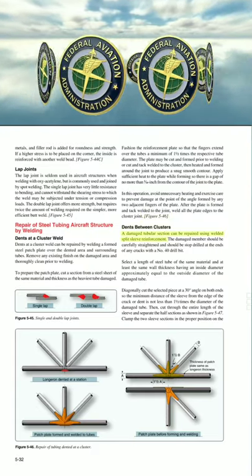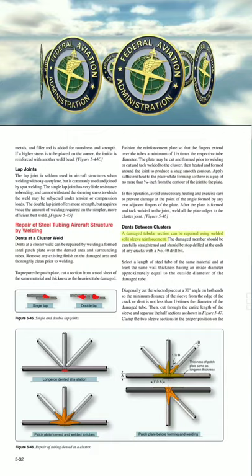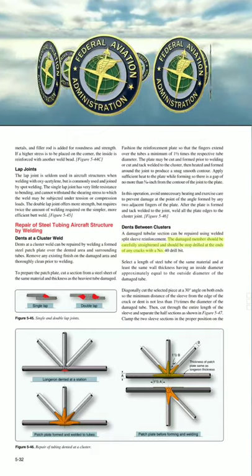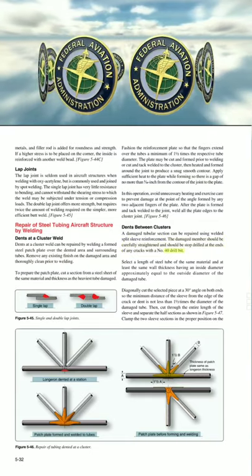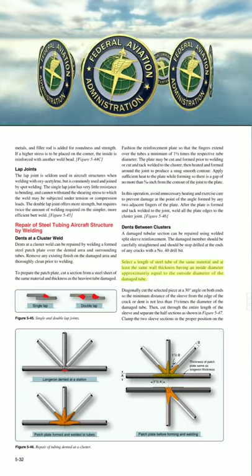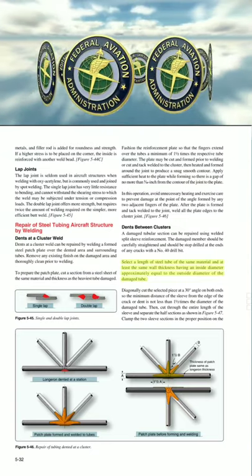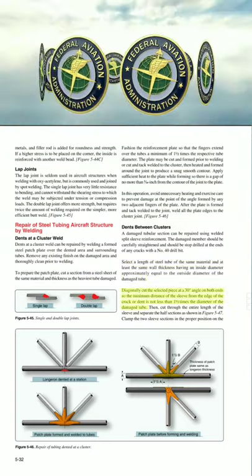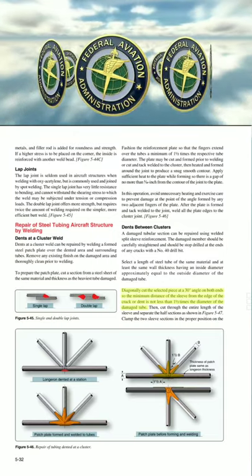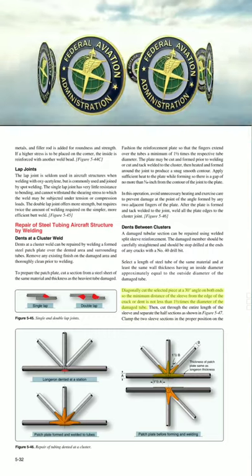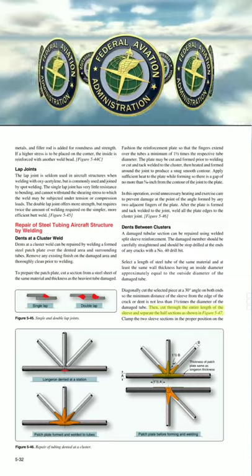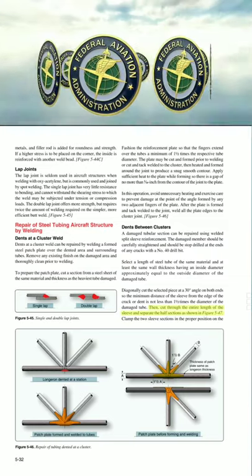A damaged tubular section can be repaired using welded split sleeve reinforcement. The damaged member should be carefully straightened and should be stop drilled at the ends of any cracks with a No. 40 drill bit. Select a length of steel tube of the same material and at least the same wall thickness, having an inside diameter approximately equal to the outside diameter of the damaged tube. Diagonally cut the selected piece at a 30 degree angle on both ends, so the minimum distance of the sleeve from the edge of the crack or dent is not less than 1.5 times the diameter of the damaged tube. Then, cut through the entire length of the sleeve and separate the half sections as shown in figure 5-47.